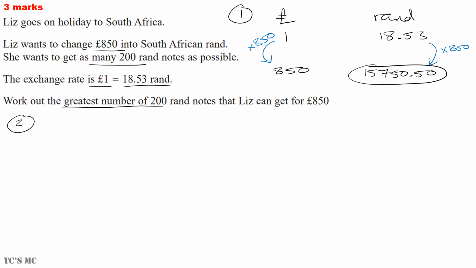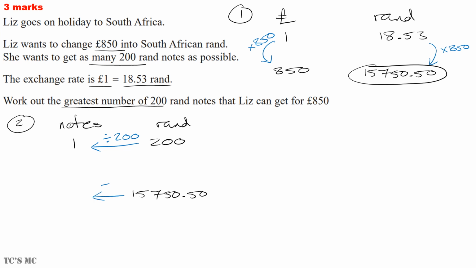Step 2, we need to work out how many notes Liz can get. So we have notes and rand. 1 note is equal to 200 rand. We are converting 15,750.50. I'm going to go from 200 to 1, so I need to divide by 200. Do the same over here. That gets us 78.7525. Now we have 2 marks.